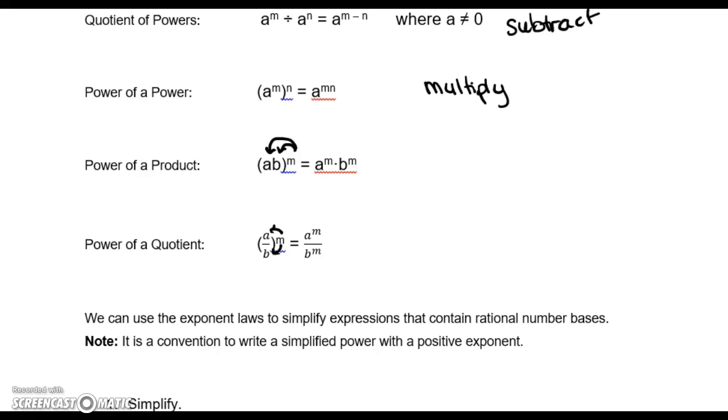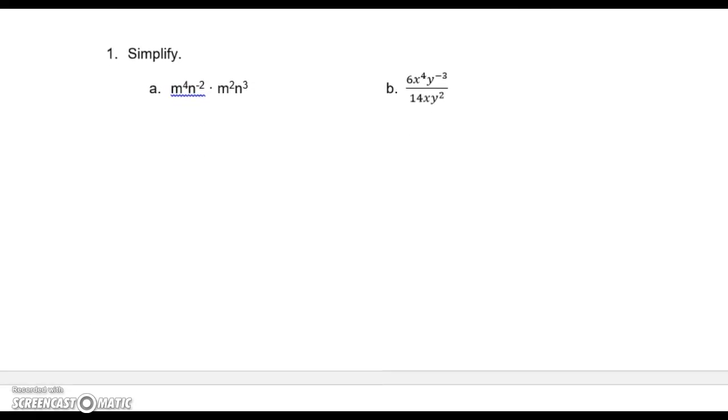Now we're going to look at two examples from your notes, examples 2a and b. Here we're going to simplify the following expressions. We have m to the power of 4 times n to the power of negative 2, and that expression is multiplying with m squared times n to the power of 3. We have that multiplication symbol there, so this one would be the product of powers law.